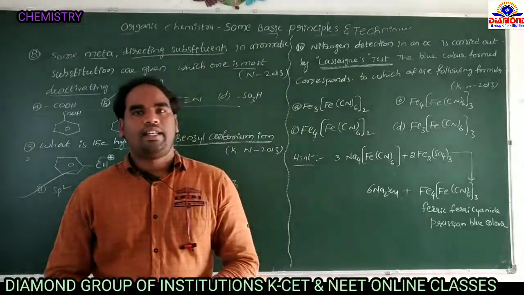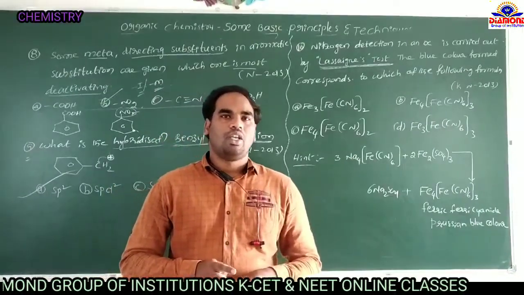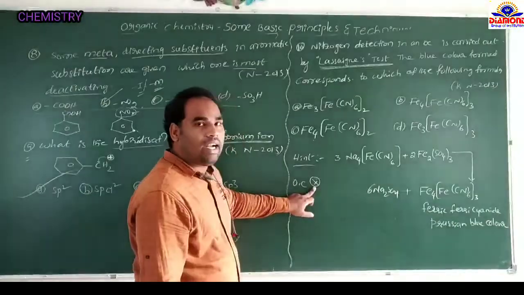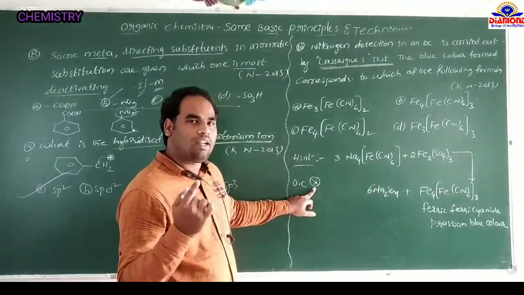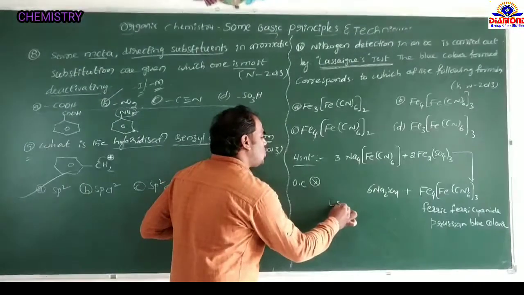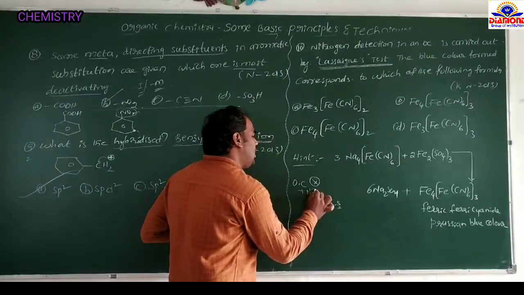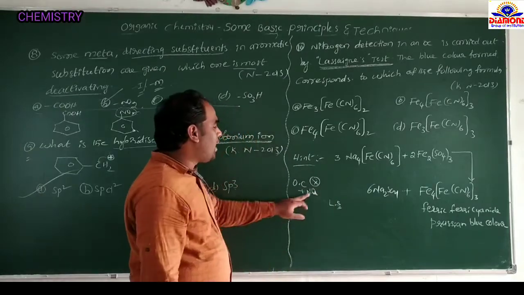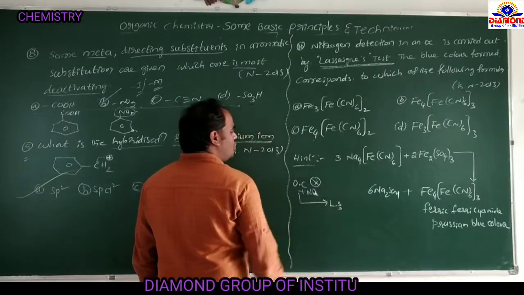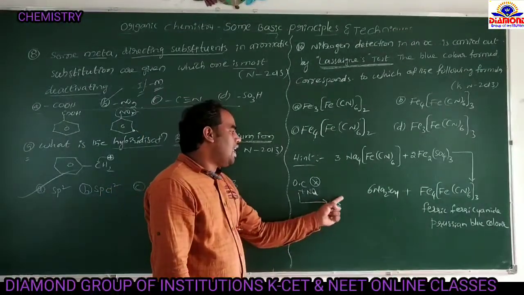Okay, so in this Lassaigne test, first we have to prepare the Lassaigne solution or sodium extract. For example, this is organic compound X. Now, this organic compound contains what type of elements? Either nitrogen, sulfur, or halogen is present. So first this organic compound is converted into Lassaigne solution. How is it converted? This organic compound is taken into a dry test tube, that is a fusion tube, and sodium metal is added and boiled for some time, and that solution is extracted. This extract is the Lassaigne solution.